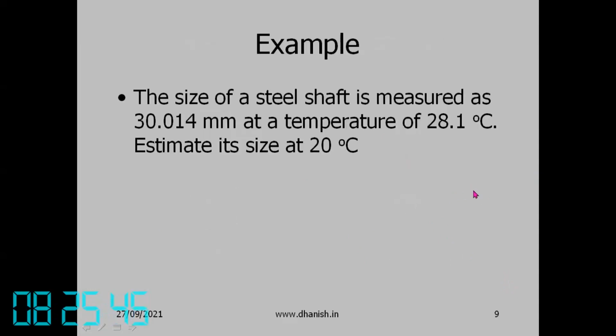Okay. So now let us do a small problem. The size of a steel shaft is measured as 30.014 mm at a temperature of 28.1 degrees Celsius. Estimate its size at 20 degrees Celsius. Okay. So only the value of alpha you have to choose.